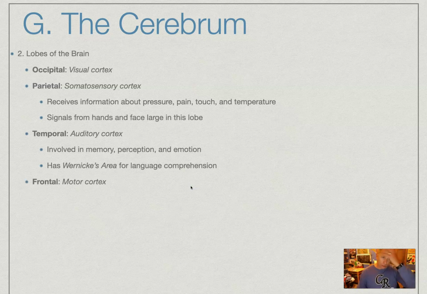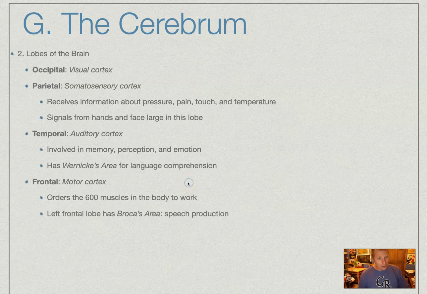The frontal lobe, our motor cortex, is up here, which controls our voluntary movements. It orders the 600 muscles in our body to work all at once. The left frontal lobe has the Broca's area, which is speech production. So if your Broca's a Broca, you know, speaker. That's very stereotypical Italian of me. So your Broca's area is for speech production. Short-term memory is also housed in the frontal lobe.